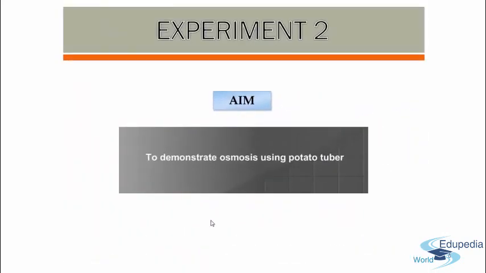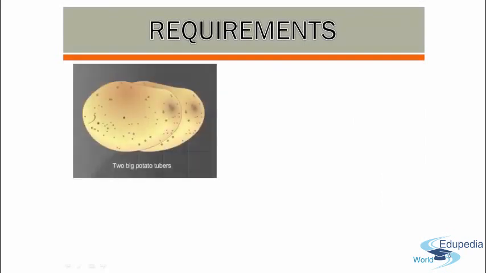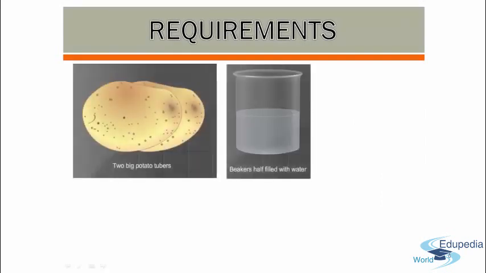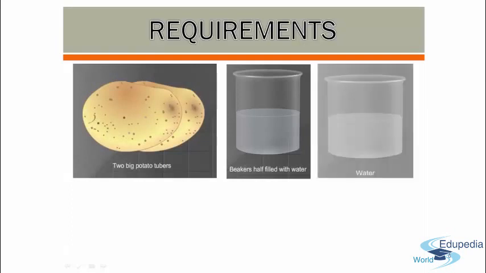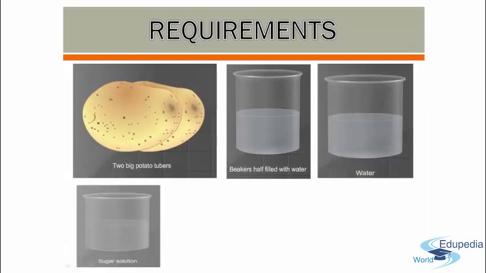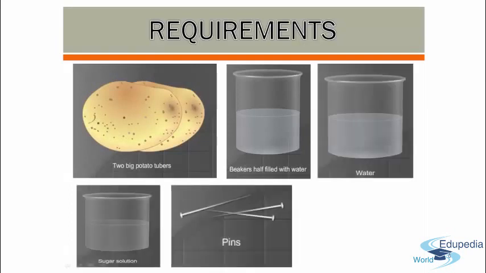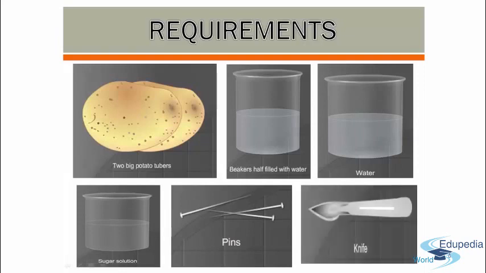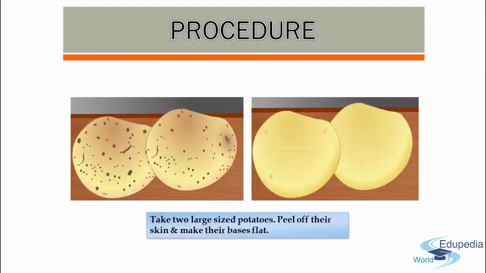Now another experiment we have, using a potato tuber. What are the requirements? You need 2 big potato tubers, then beakers half filled with water, water and sugar solution, pins and a knife. What is the procedure? We have to take 2 large-sized potatoes, peel off their skin and make their bases flat. Like this you have to do.